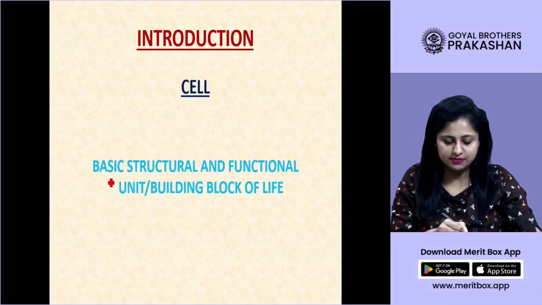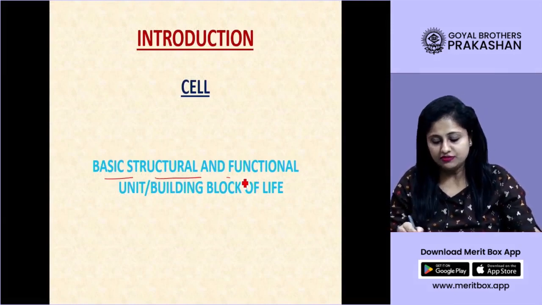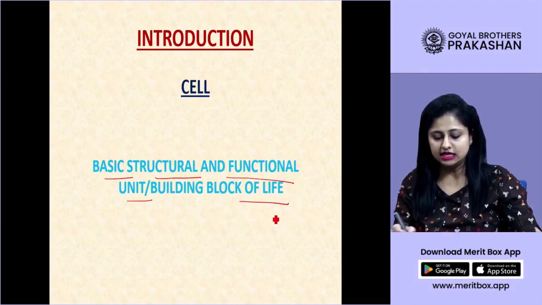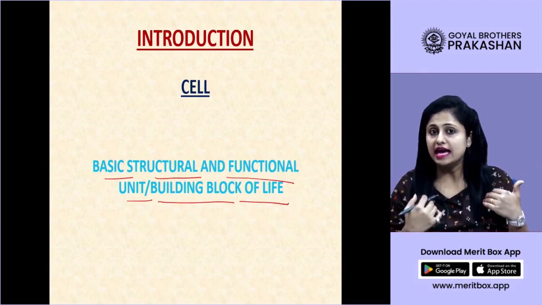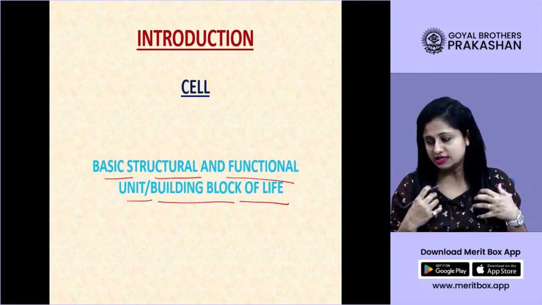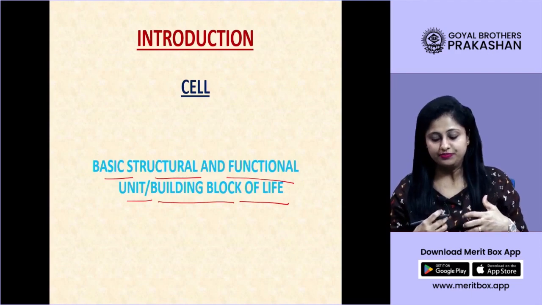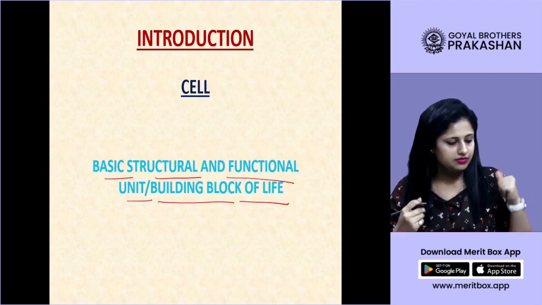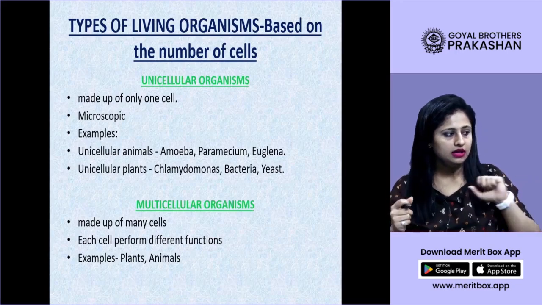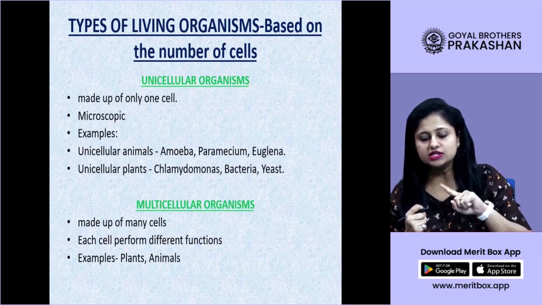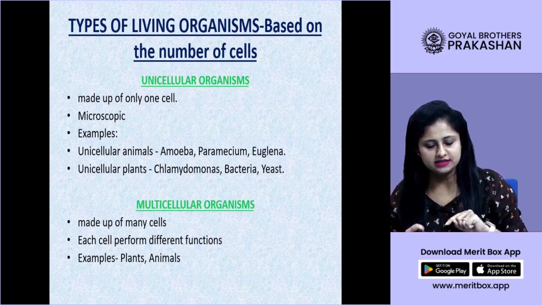So, cell is the basic structural and functional unit of life, or it is called the building block of our life also, because each and every organism present on this earth is made up of many types of cells, millions or billions of cells. So, there are some types of living organisms based on the number of cells present.